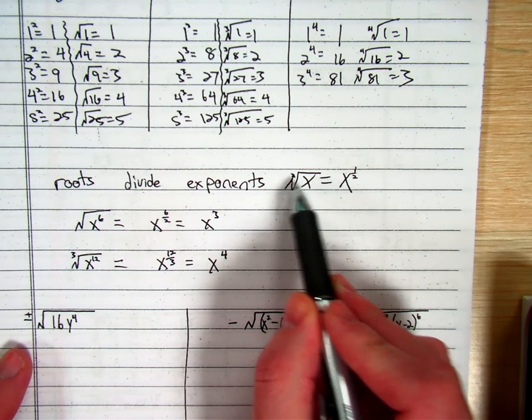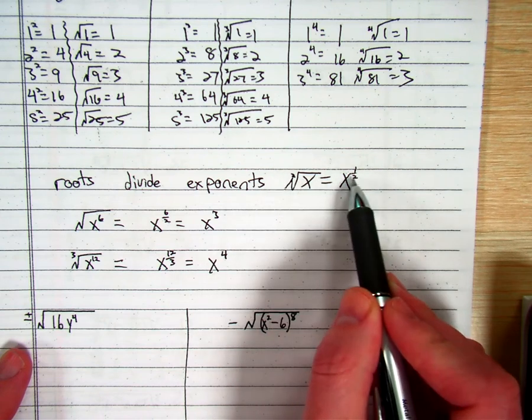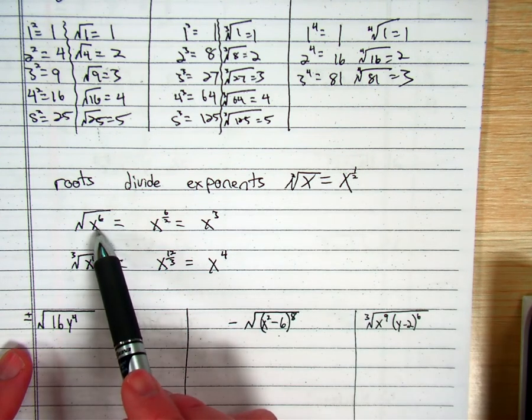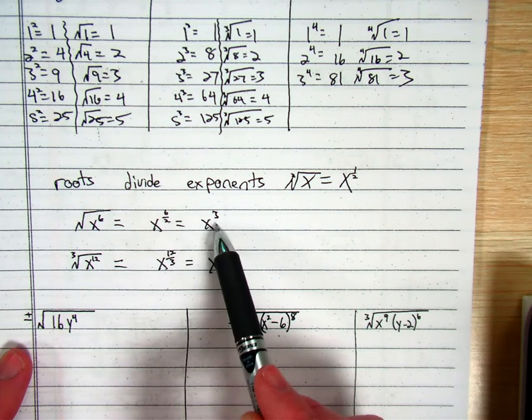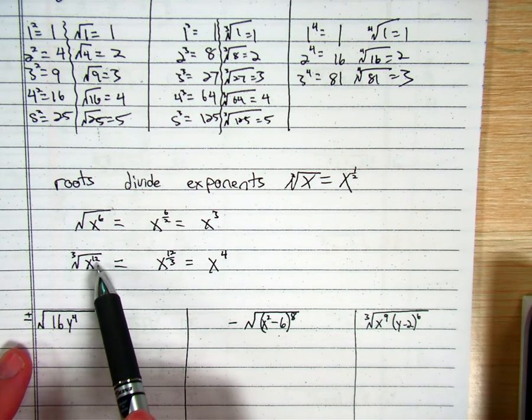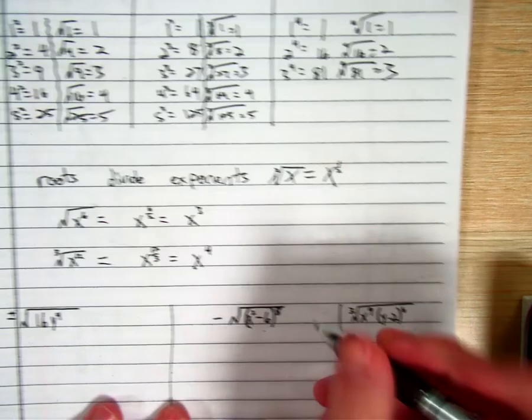So this is the square root of x to the first. So you have x to the first over 2. It divides your power. So if we had x to the sixth, be 6 over 2. This is going to simplify to x to the third. A cube root, we're going to divide 12 by 3. 12 over 3, we're going to have x to the fourth.